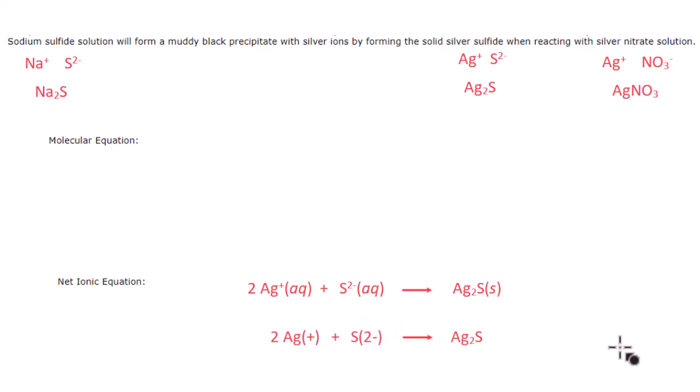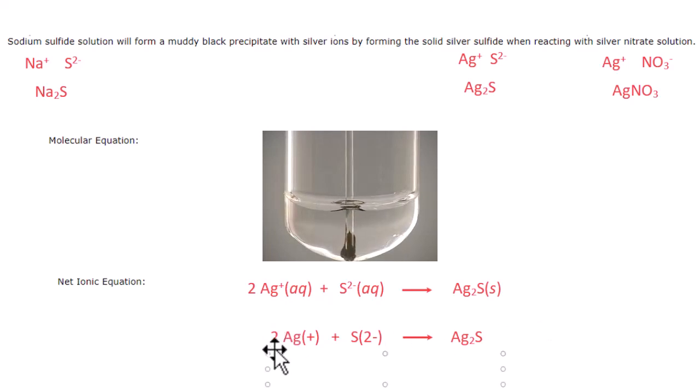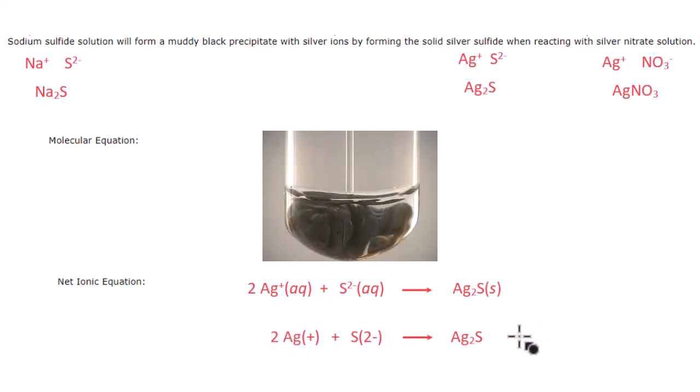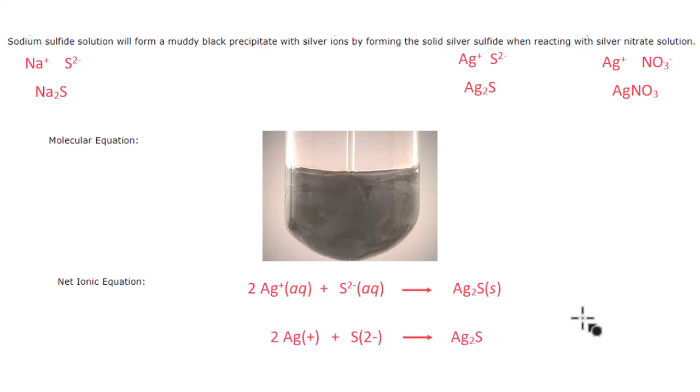Now, let me get to the molecular equation where we show everything that's happening. Now, this is nice because you can look at it and say, okay, this is the only thing that's happening. I mean, when you saw the video of the silver sulfide forming, that's what was happening. Silver ions snapping together with sulfide ions to make that muddy silver sulfide.